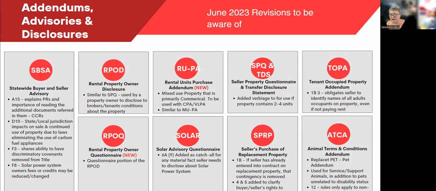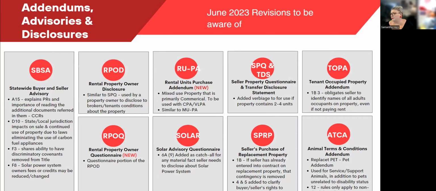The other new form that's been created is the RUPA, and that's the rental units purchase addendum. This is specifically for a property that is primarily commercial, but maybe has like a little apartment above one of it or something along those lines. It's to be used with your CPA and the VLPA. And it's a little bit more specific. Now, it's similar to the mixed use property addendum. This one's more when you are 60% or more commercial, whereas for the other one, maybe you've got residential, some units upstairs, and then one storefront downstairs, you would use the mixed use property addendum. So it's just a similar one.